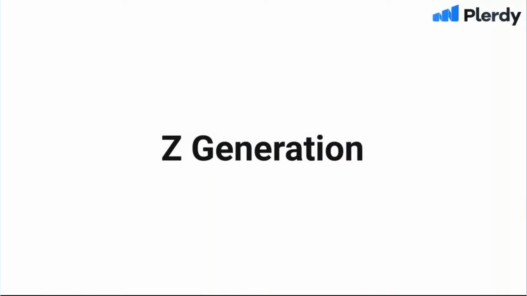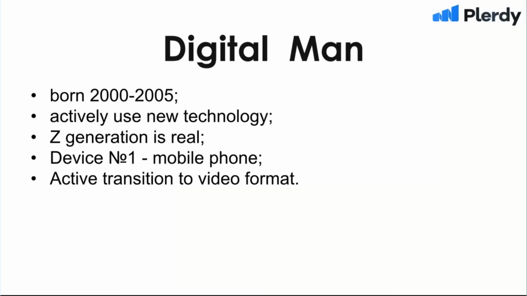Well, and now let's talk about Generation Z. What's that, and why do we have to think about this digital man or digital woman, right? So this digital generation is born between 2000 and 2005. It means that by now, they are adults who are actively using new technology and who are your potential clients. So they are real, right? You can't already say that, oh, they're still kids. No, they are real, which means that they have completely new habits that we have to understand and analyze to make changes on our websites. What do we know about Generation Z?